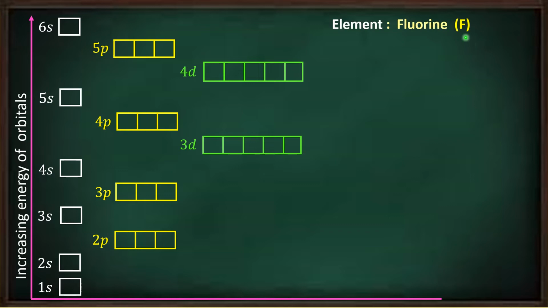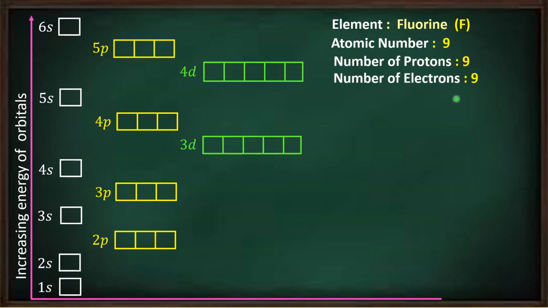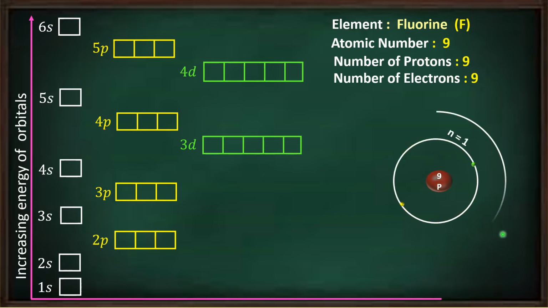Next, fluorine, F. The atomic number of fluorine is 9. Number of protons is 9. Number of electrons is 9. This is the nucleus of fluorine atom. 9 protons are there and 9 electrons are revolving round this nucleus. So we have to distribute these 9 electrons into various orbitals. So the first electron enters into 1s orbital.